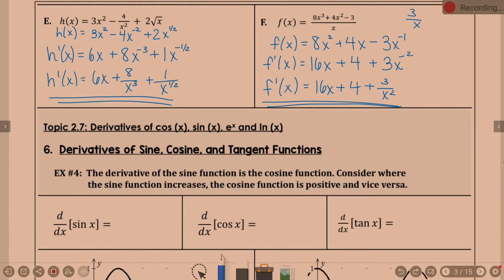Obviously, the more you do these, the easier it'll be. Later on in the year, you won't be thinking a second thing about this type of derivative. Okay? It just takes practice. Are we okay with what we're doing?